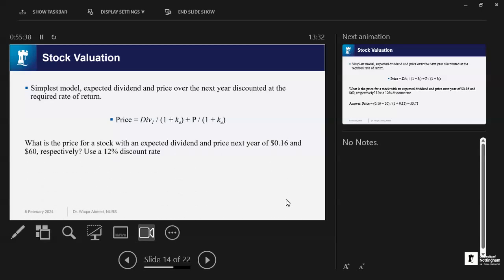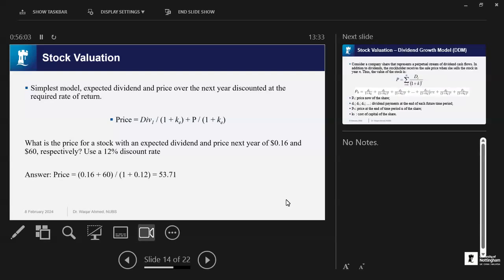Okay, so what is the price of a stock with an expected dividend of 16 cents and a price of 60 in the coming year? If we use a 12% discount rate, can you calculate the price of this stock? My understanding is there was a question like this in the exam as well. So the price of this stock is simply the present value of all of the future cash flows, right?